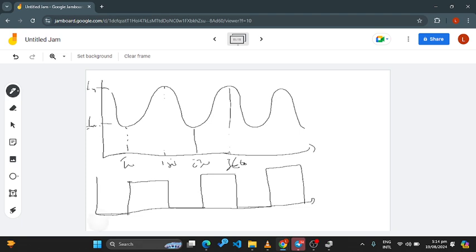The torque is also sinusoidal. Oh, I don't want to draw it on another page.